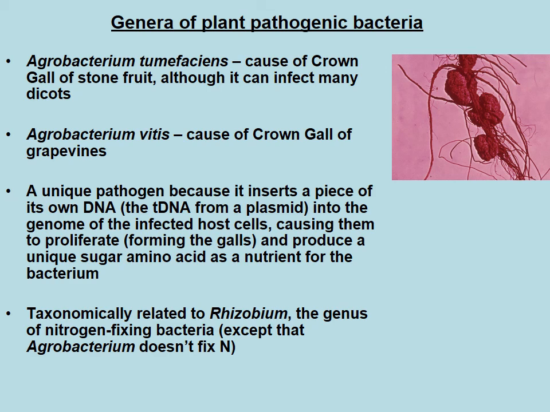The transfer DNA also forces the plant cell to produce a unique type of sugar amino acid. The plant itself can't actually use this amino acid, but it provides an important nutrient for the bacterium itself. Taxonomically, Agrobacterium is related to Rhizobium. This is the genus of nitrogen-fixing bacteria, except that Agrobacterium does not fix atmospheric nitrogen.